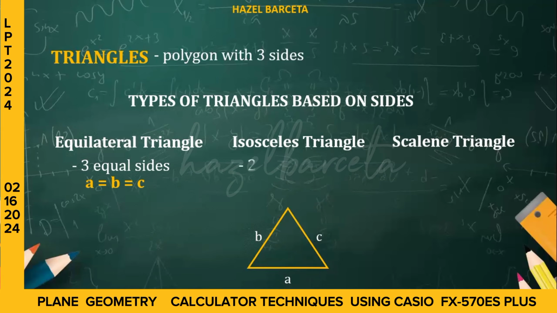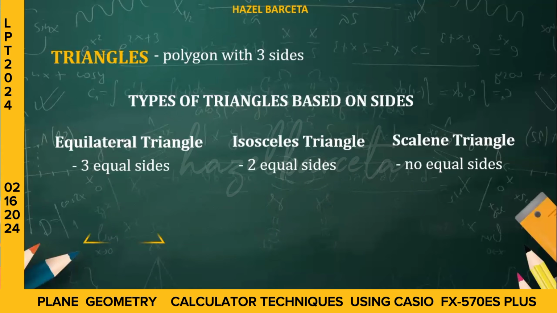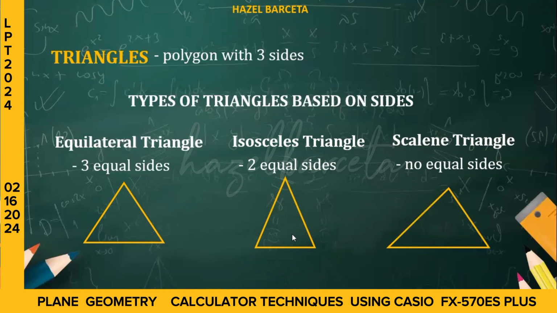However, isosceles triangle has 2 equal sides only. Therefore, A equals B but not equal to C. Okay? So, dalawa lang yung magkapareho, yung isa ay hindi. And for scalene, no equal sides. A is not equal to B and also not equal to C. So, samples, here is our equilaterals, equal sides, isosceles, 2 equal sides, and for scalene, walang magkapareho. Okay?